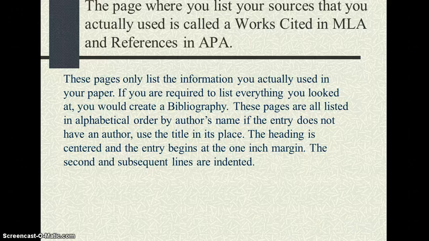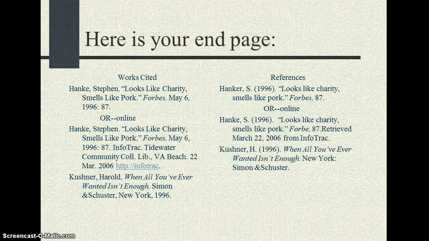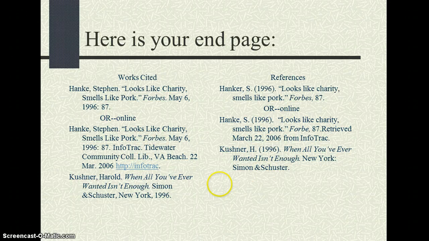These pages are basically going to talk about information that you used in your paper. Works cited or references are only the things that are actually quoted, paraphrased, or summarized in your paper. If by some chance what you're writing does not have an author's name, then just use the title in place. And this is what your end page would look like.